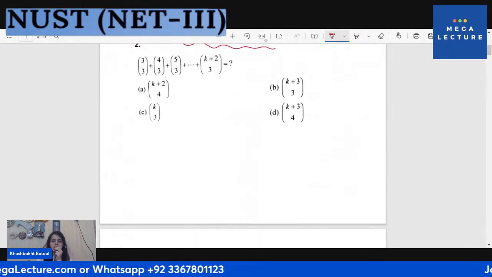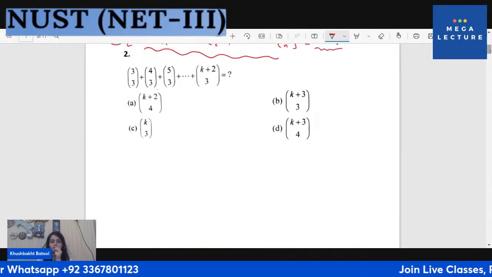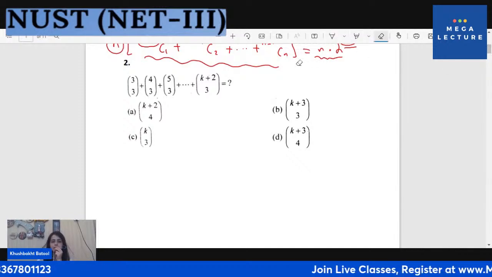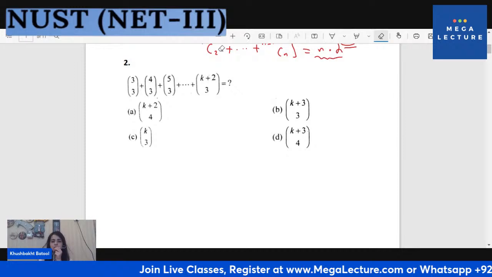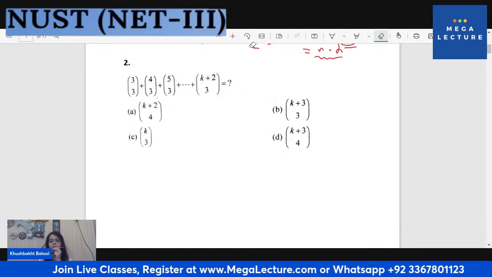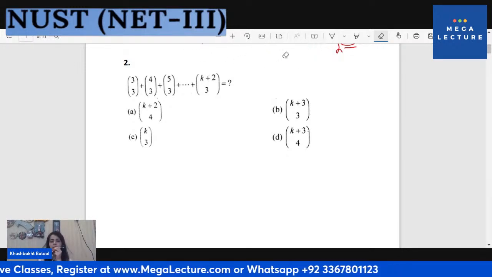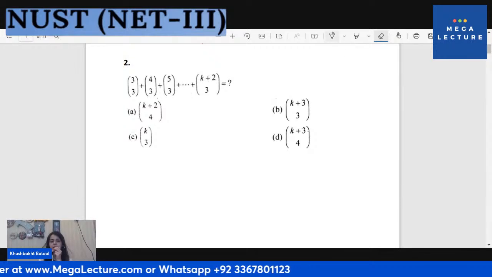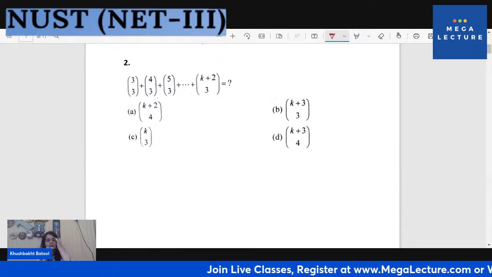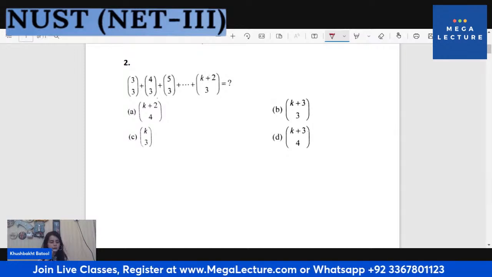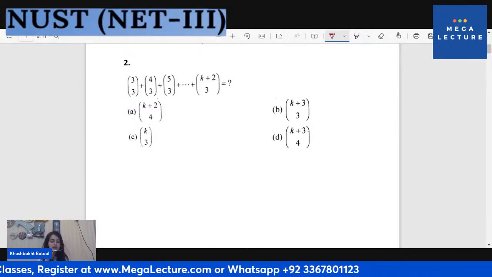Alright, let's talk about the next question then. Okay, I'll just erase this just so we are able to focus on the question only. Now the second question says you have 3C3, 4C3, 5C3, so on, and then you have in the ending k plus 2C3. Okay. So you need to solve this, and let's see how we do this.